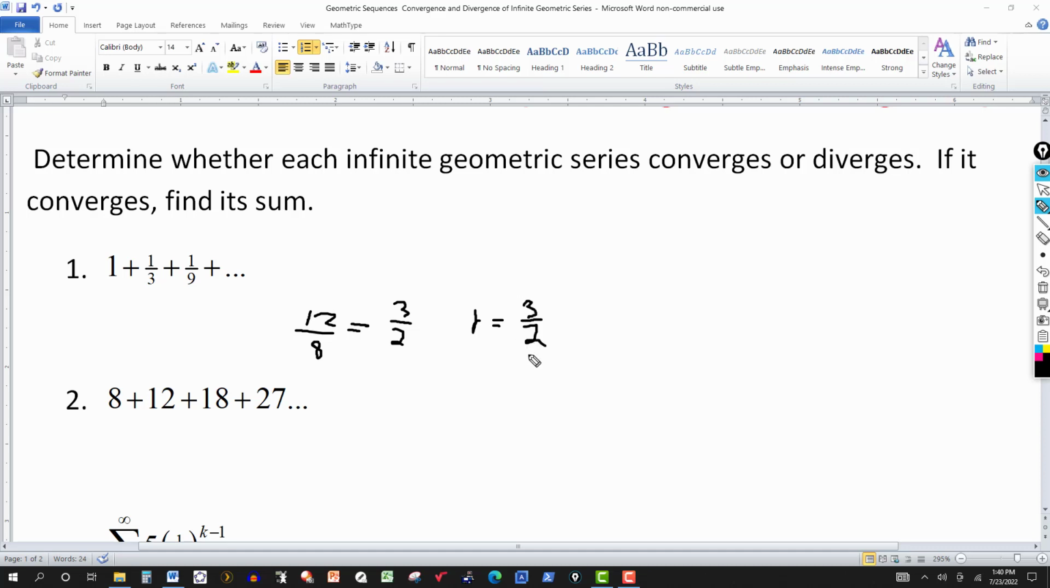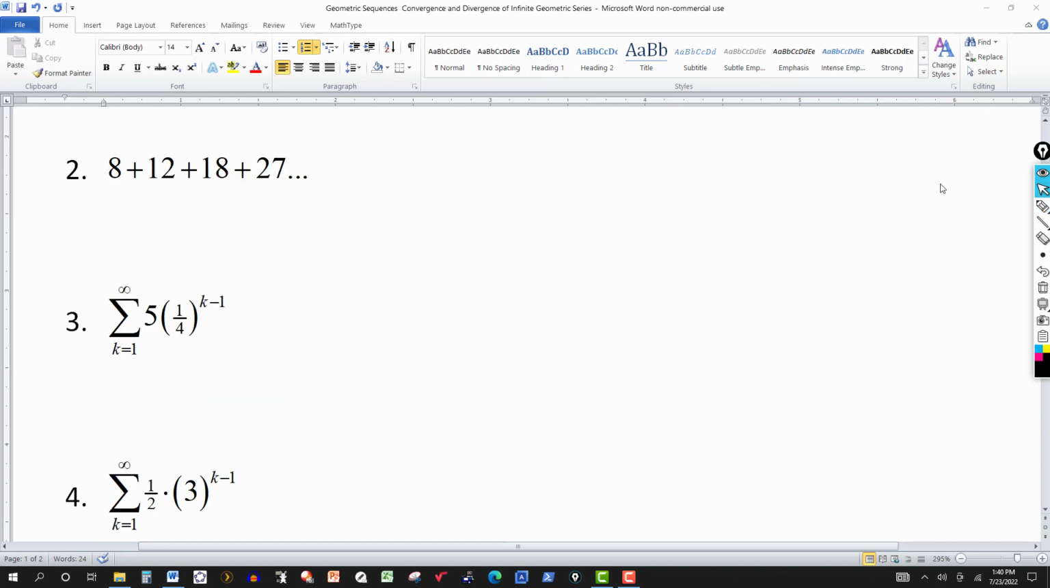3/2 is larger than 1. It's not between -1 and 1. So this one diverges. The main thing you want to know is if it converges, r has to be between -1 and 1. Okay, now here they give you a summation.